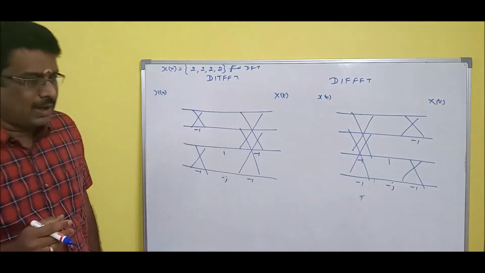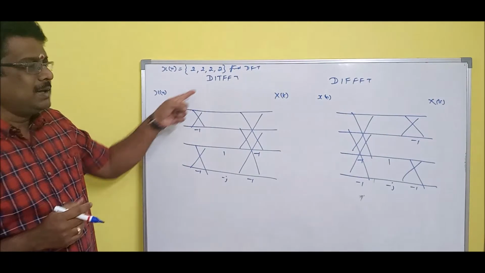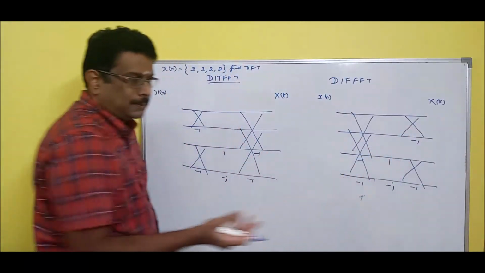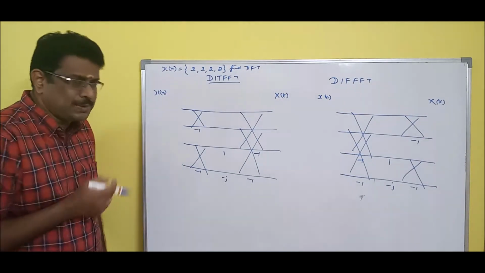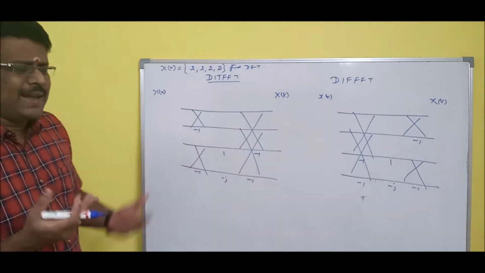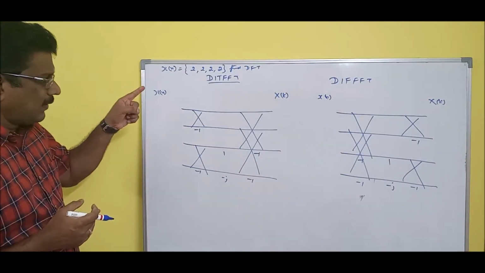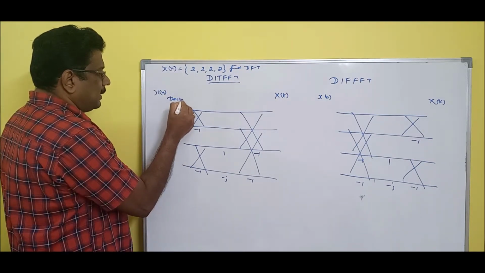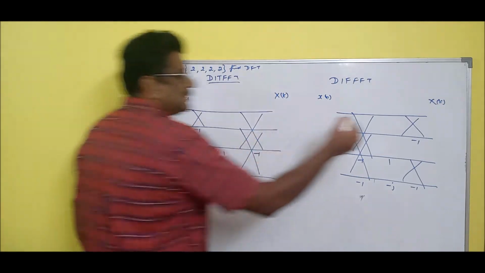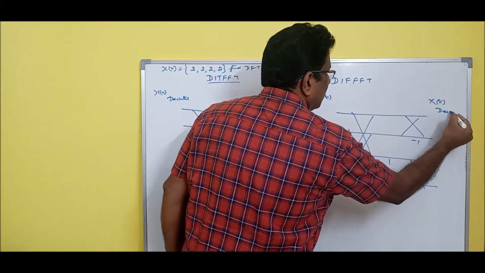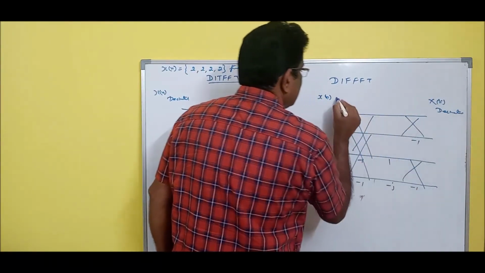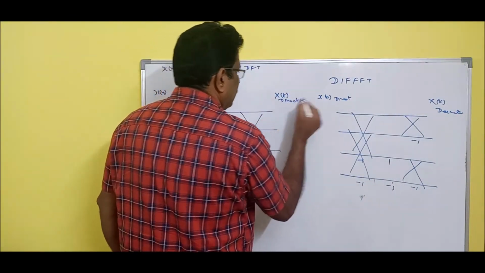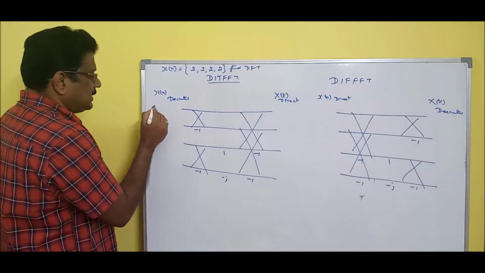The first tip I gave is DIT means start at 2 point, DIF means end at 2 point. Second tip I gave, can you remember? Where should I decimate? Where you are having 2 point butterfly, there only it should be decimated. Please remember. So this side will be decimated, which means this side will be direct.